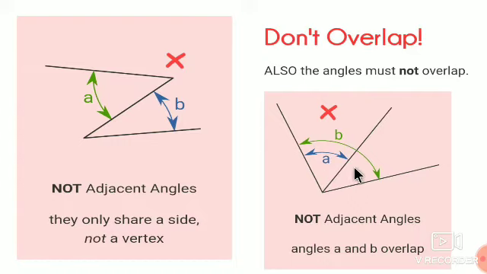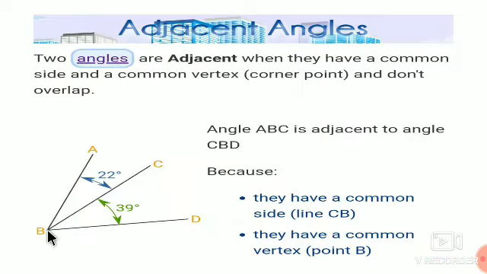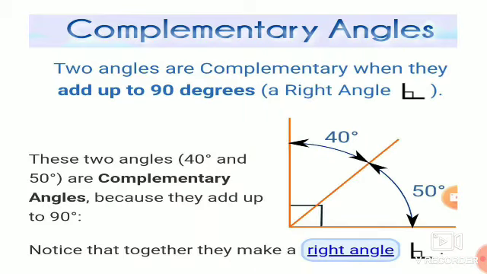Understood? What is important in adjacent angles? They should have the common arm, the common vertex, and they should not overlap each other, meaning they should have separate interiors. Then only we can say this is a pair of adjacent angles.